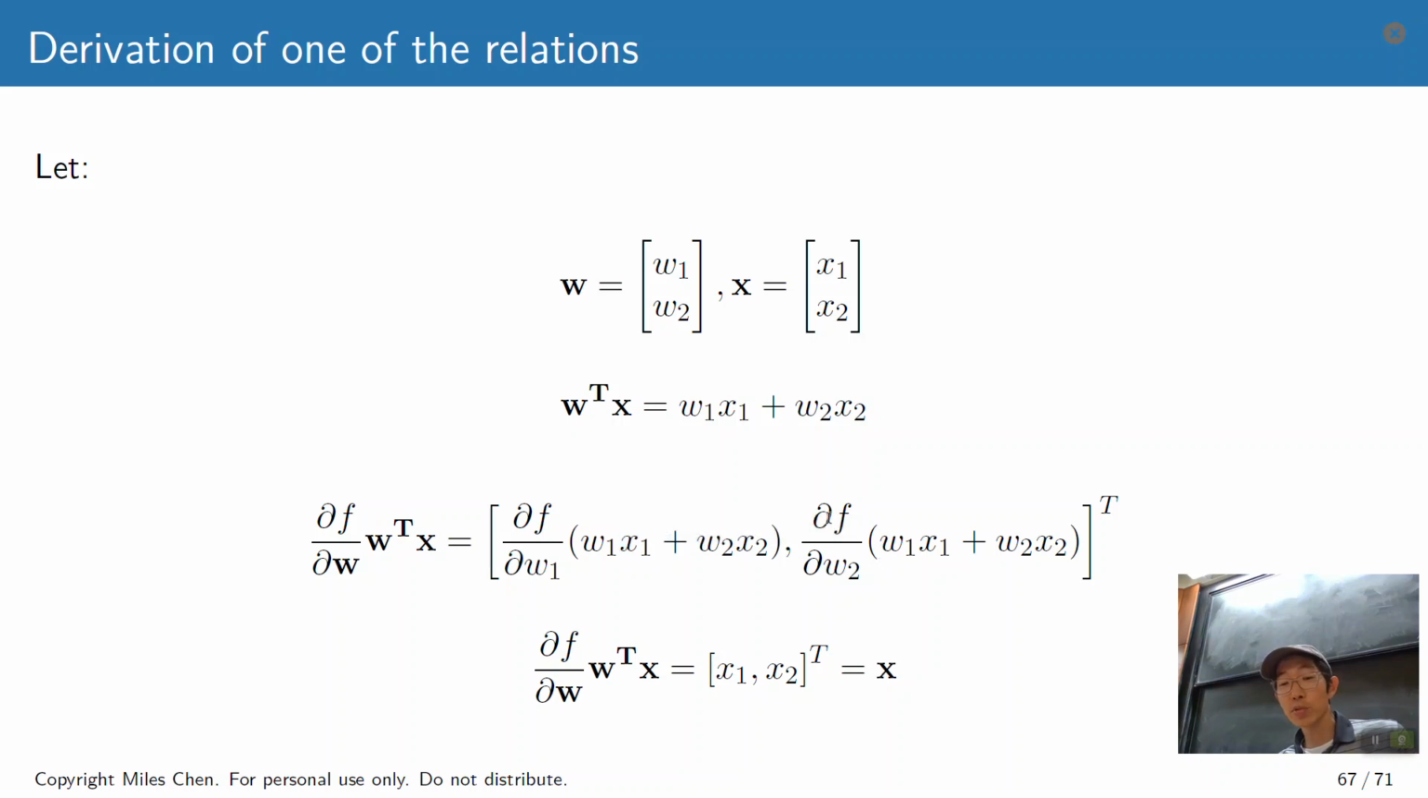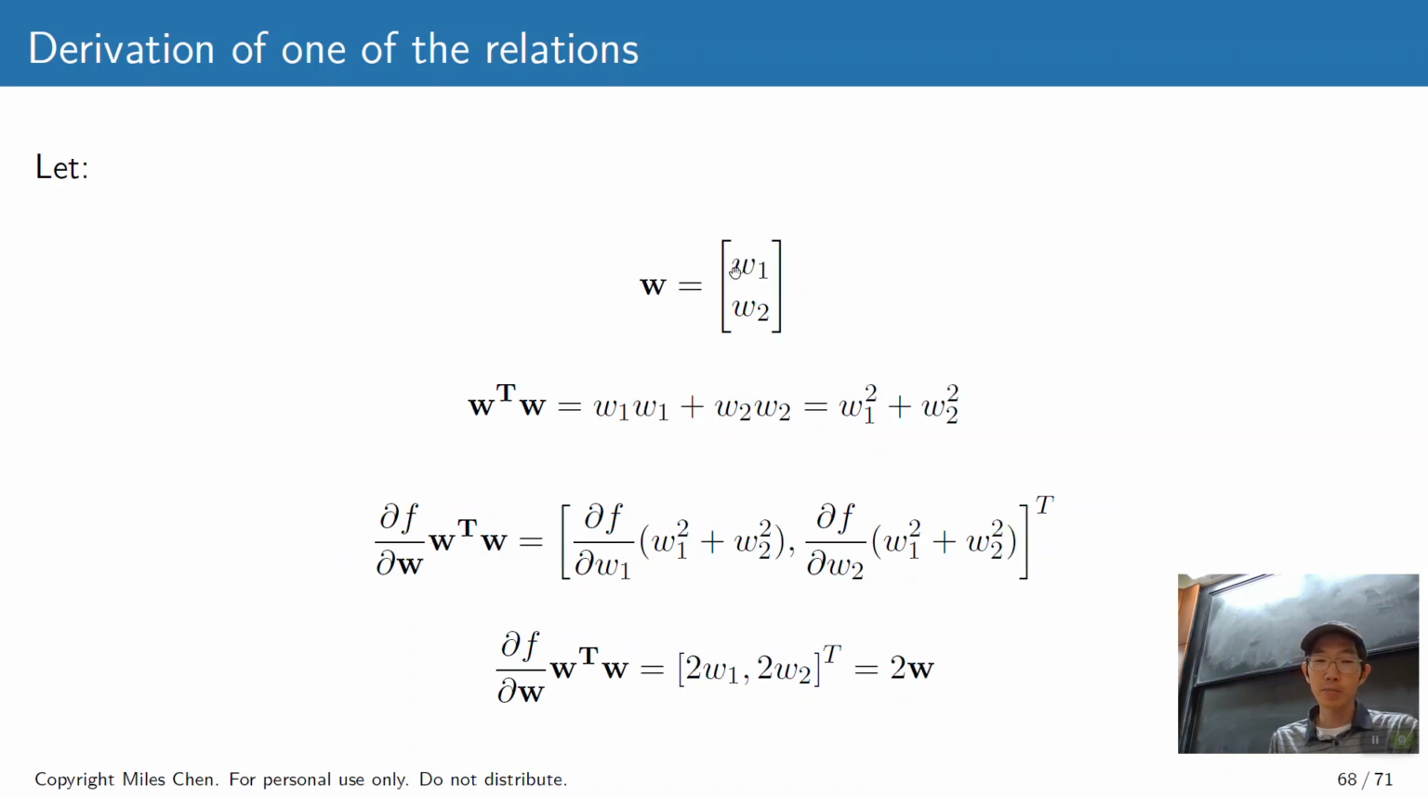And what's the partial derivative of this with respect to w2? With respect to w2, the first term is a constant, so the result is just x2. So the gradient with respect to w has first element x1 and second element x2, and that's just the vector x. Technically, it's a column, but I have it transposed here.